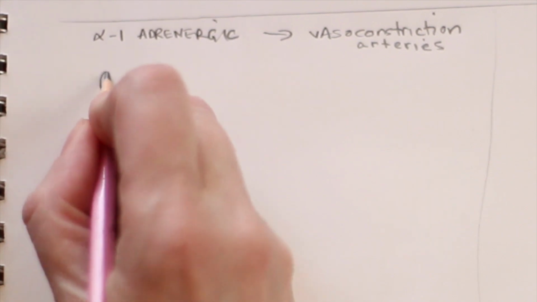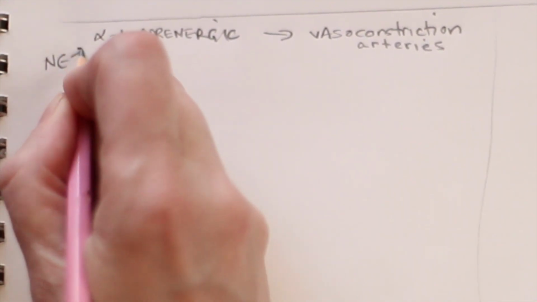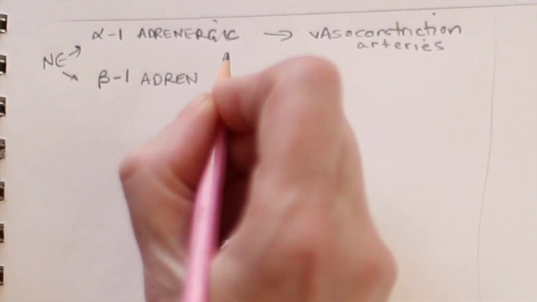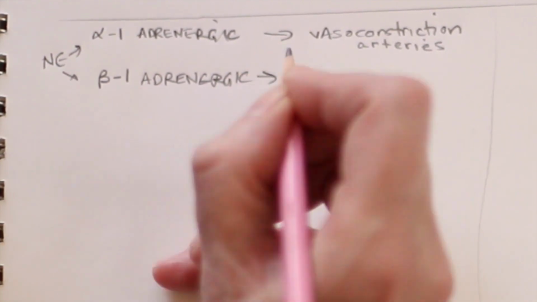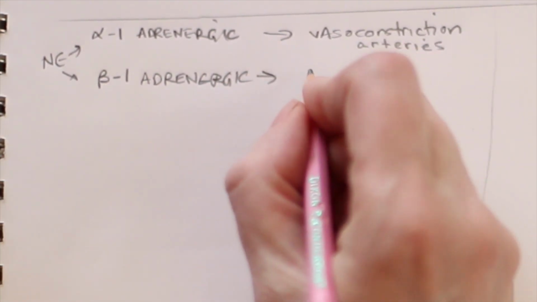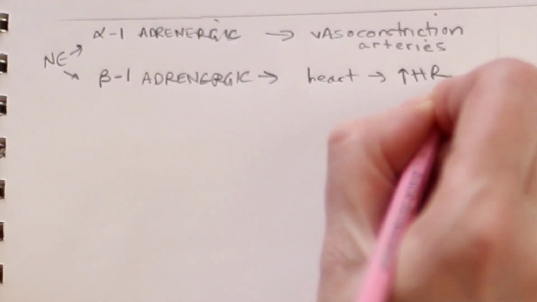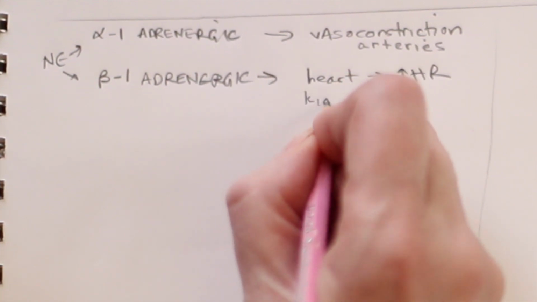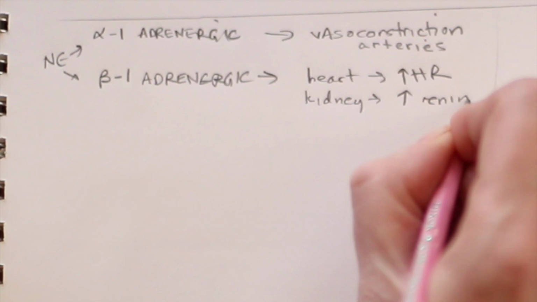Okay, then we have beta-1 adrenergic, right? So norepinephrine, epinephrine, binding those receptors. And those receptors, adrenergic receptors, are found in the heart, right? Where they cause an increase in heart rate. And the other place is the kidney, right? They increase the release of renin. Okay.